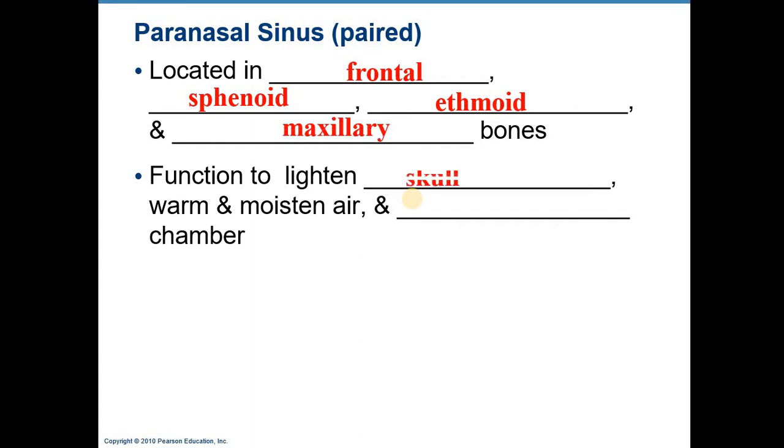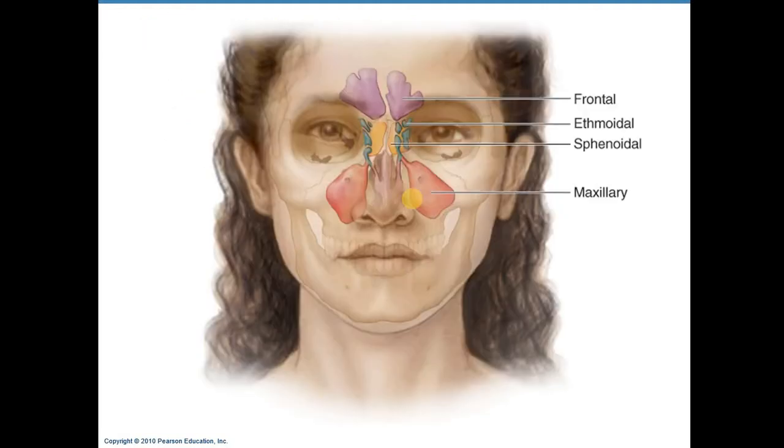The paranasal sinuses are paired: the frontal, sphenoid, ethmoid, and maxillary bones. Those are facial bones, and they function to lighten the skull. They help to warm and moisten the air. And of course, they help with resonance, which is the quality of sound that we give with speech. You can notice in this picture, I believe, it wasn't one in the book, but I pulled it offline. I just Googled it to be able to show you those bones with those air-filled cavities, the sinuses inside of the bones within that facial region.